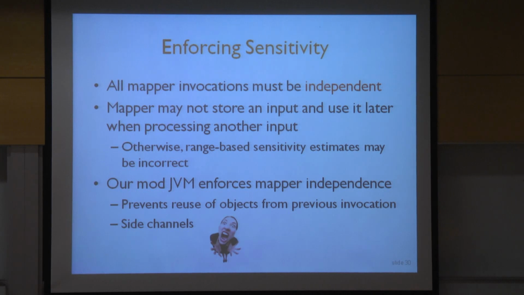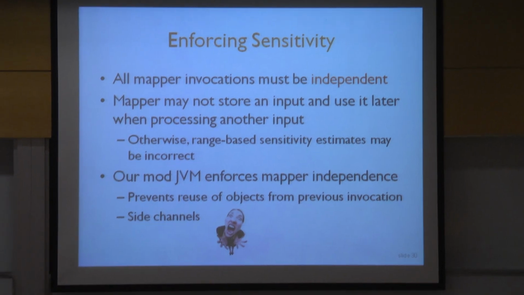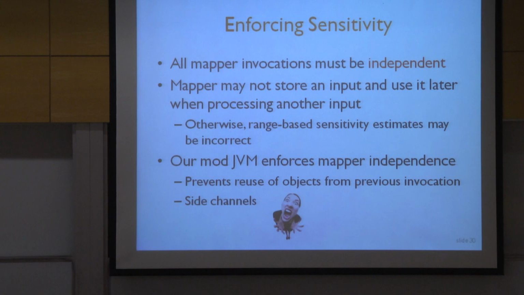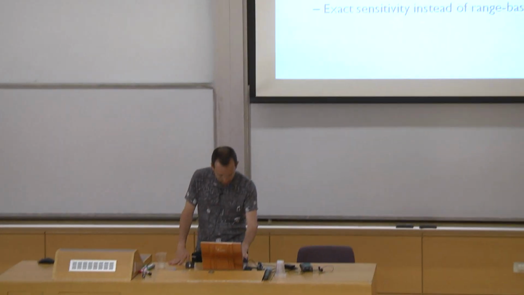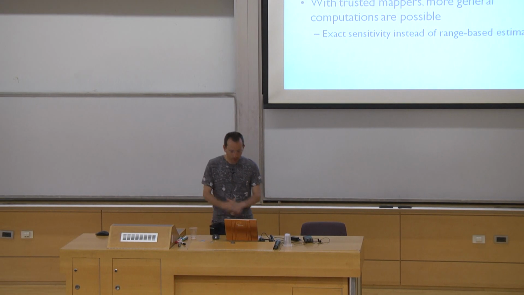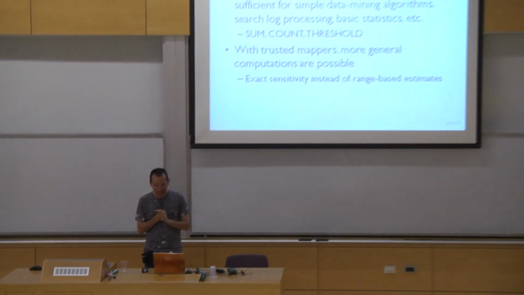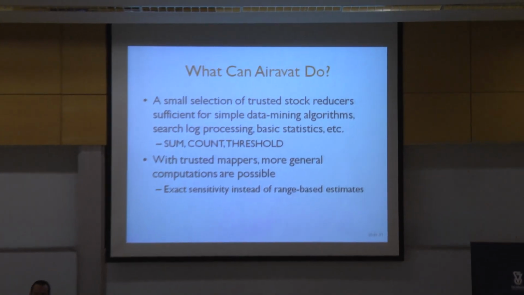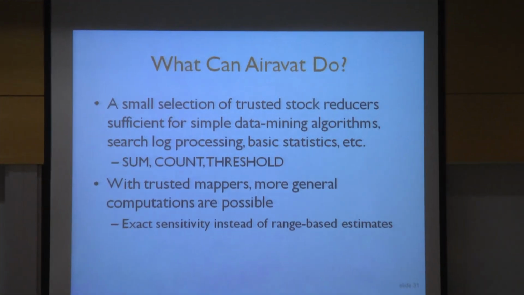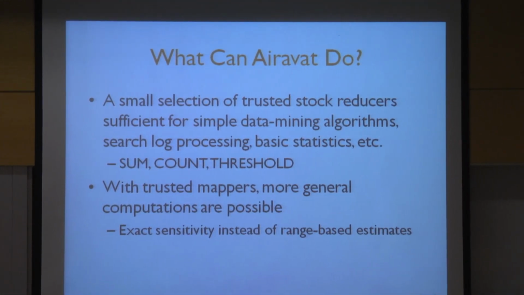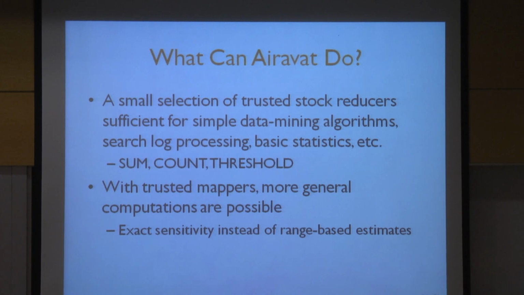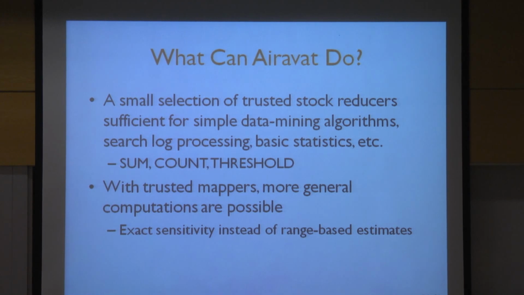Anyway, this is really hard to do. It's, what can I say? Once you try to port these theoretical frameworks into working systems, all kinds of issues come up that don't matter in theory, but matter in practice. So, sorry, what can we do with this? Well, we have a small selection of trusted stock reducers, and it turns out that it's sufficient for simple data mining algorithms: sums, counts, thresholds, and so on. If mappers are trusted, in which case we have true sensitivity estimates, then more general computations are possible, and so on. But even with these conservative estimates, for a lot of at least basic statistical computations, we could do them well.